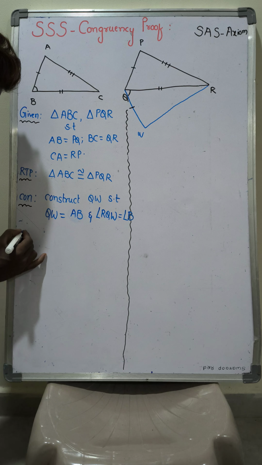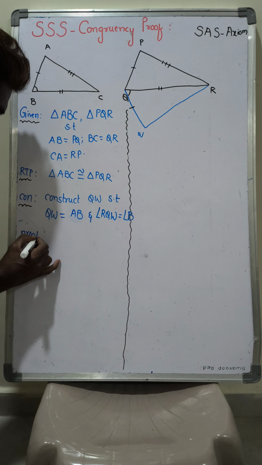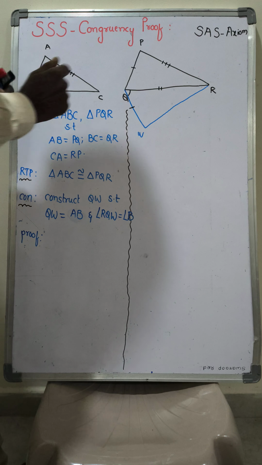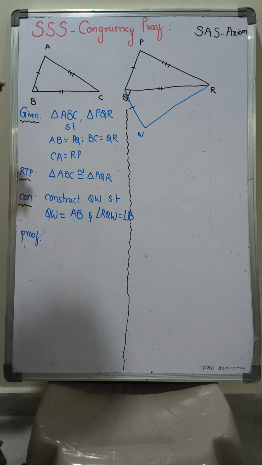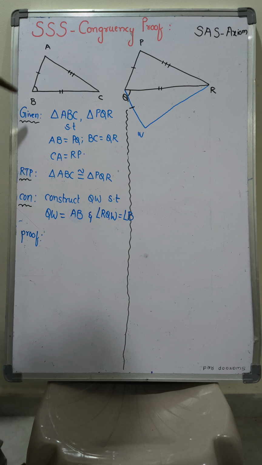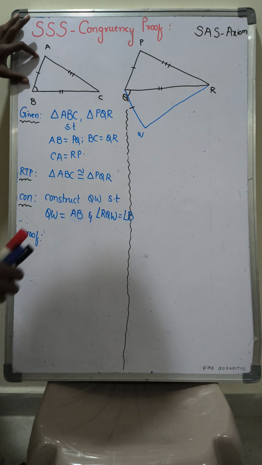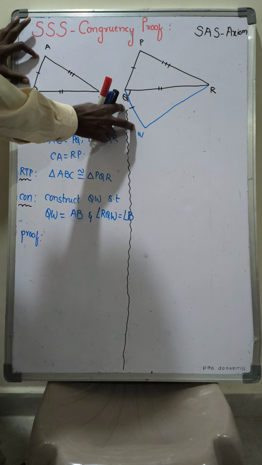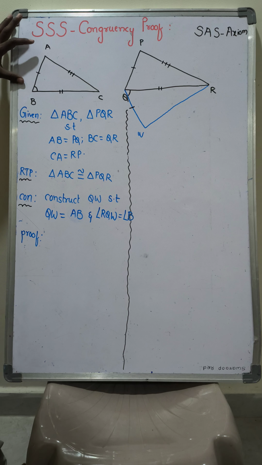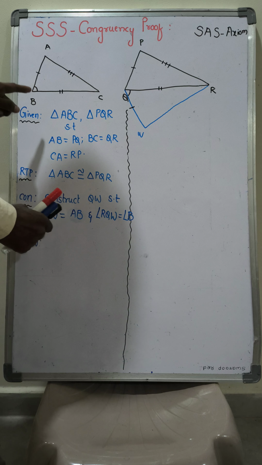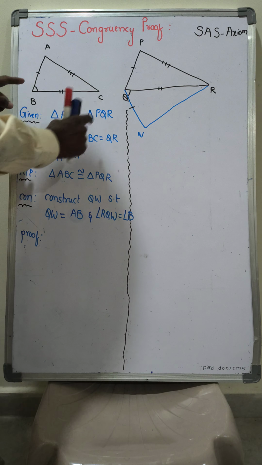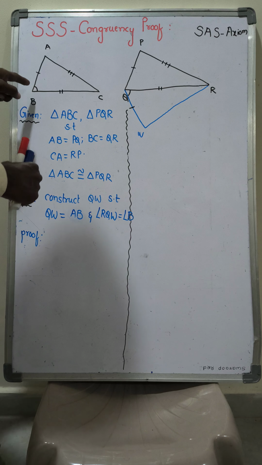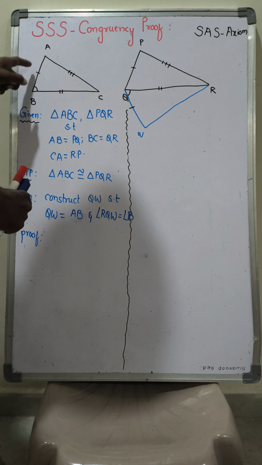Okay, so now let's start the proof. So first, what is our high focus? We need to prove these two triangles congruent. So let's see, is it possible to prove these triangles congruent? Yes. Here AB and QW are equal because we are constructing QW in such a way that QW is equal to AB. And we are also constructing angle RQW in such a way that it is equal to angle ABC.